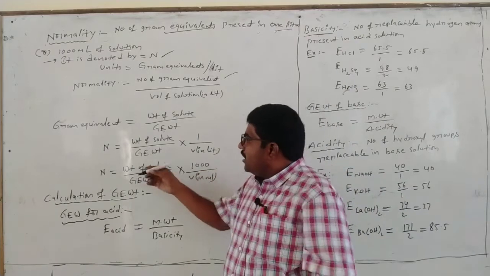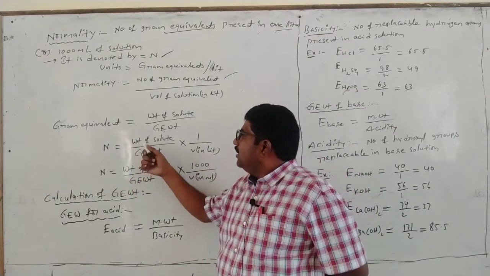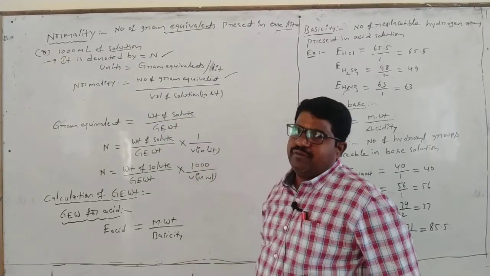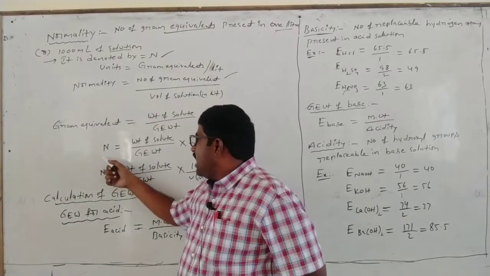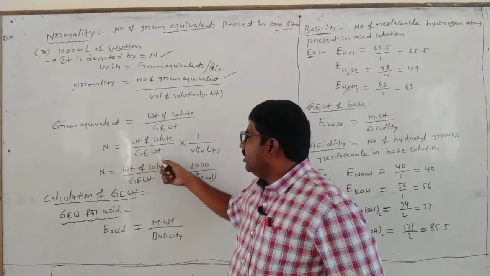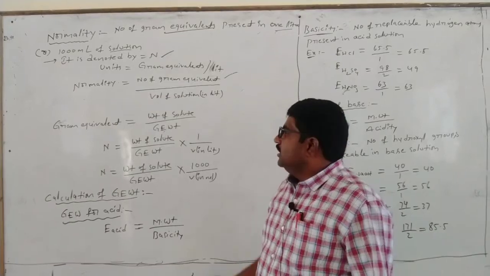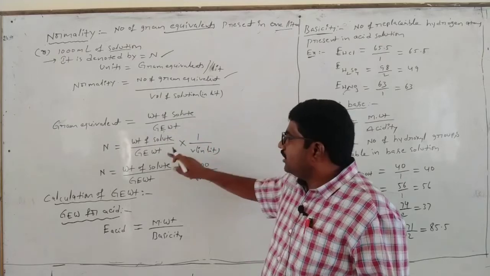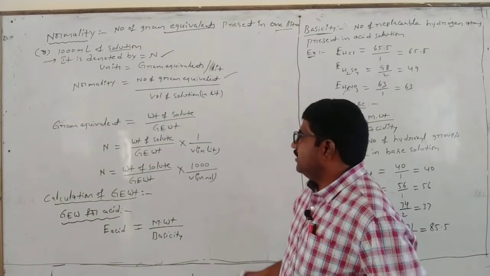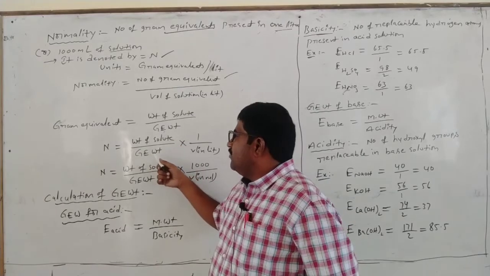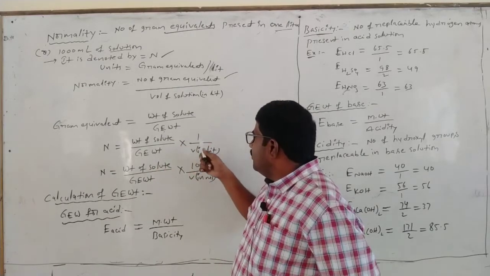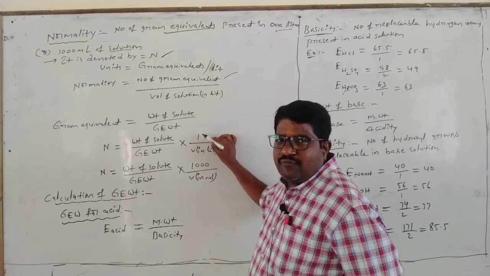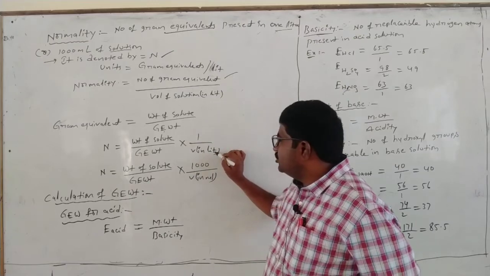Now gram equivalents is equal to weight of solute by gram equivalent weight. The direct formula: normality is equal to weight of solute by gram equivalent weight of the solute, into 1 by V in liters. For acid, base, how to calculate gram equivalent weight I will explain later. Instead of 1 liter, we take 1000 when we change to ml, same as molarity.